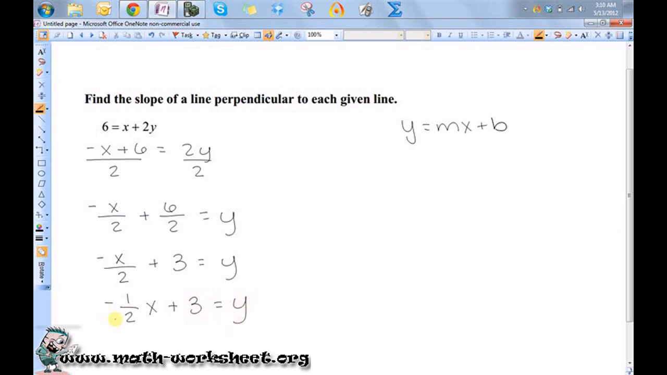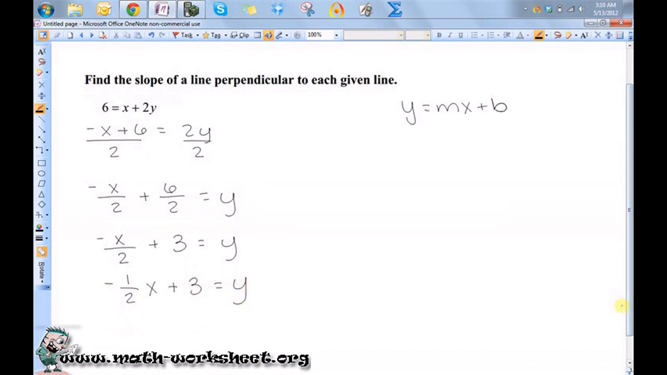So now it's obvious what the slope of this line is. Slope is equal to negative 1/2. Well, the question doesn't ask us for the slope of this line, but we do need to find this to be able to find the slope of a line that's perpendicular to it. Two lines are perpendicular if they have negative reciprocal slopes.